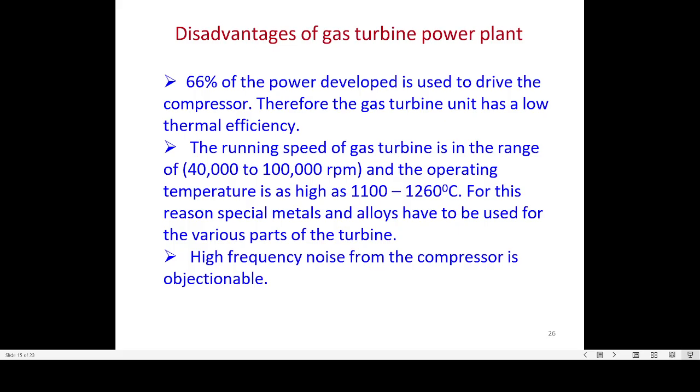We concluded that the thermal efficiency depends upon the pressure ratio as well as the nature of the gas used for the operation of the gas turbine power plant. And toward the end, we discussed the various points which can be considered as advantages and disadvantages of the gas turbine power plant.